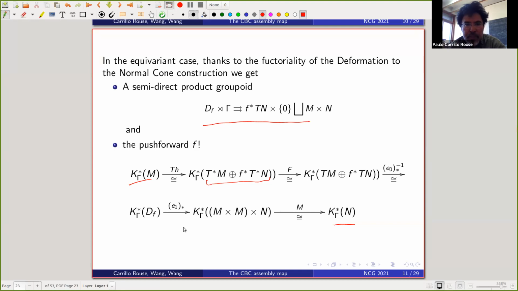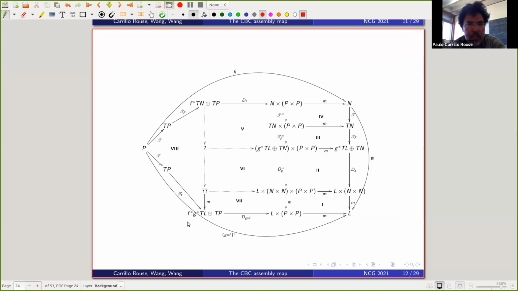If you manage to give another definition of these maps as equivariant indices, as proposed originally by Baum and Connes, you can show that this is exactly the same map. This is not so difficult. Okay, so this is the definition. Let me just give you an idea of how to prove the functoriality. It's not an exercise, it's a big thing to prove.